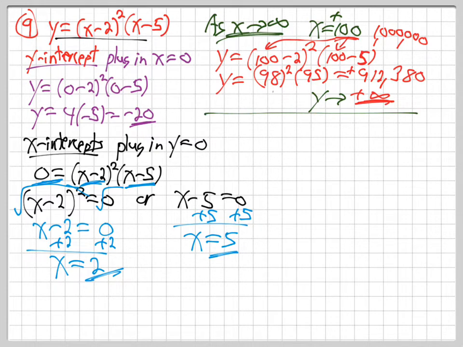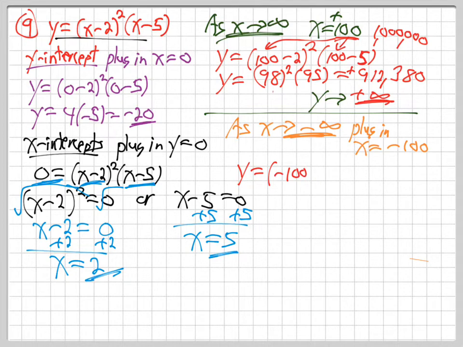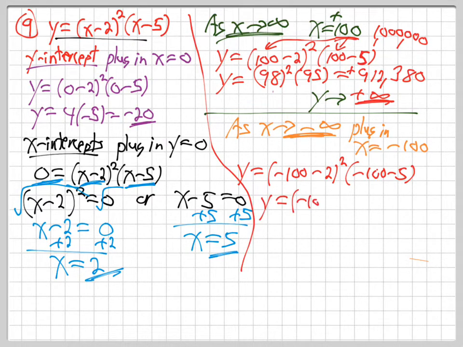Now, vice versa, they're saying, okay, how about as x goes to negative infinity? Does that automatically mean y will go to negative infinity? Maybe. Sometimes yes, sometimes no. So what we're going to do, again, is plug in x, this time negative 100, because x is supposed to go to negative infinity. So I'll plug in negative 100. y equals negative 100 minus 2 squared times negative 100 minus 5. So that's negative 102 squared times negative 105.